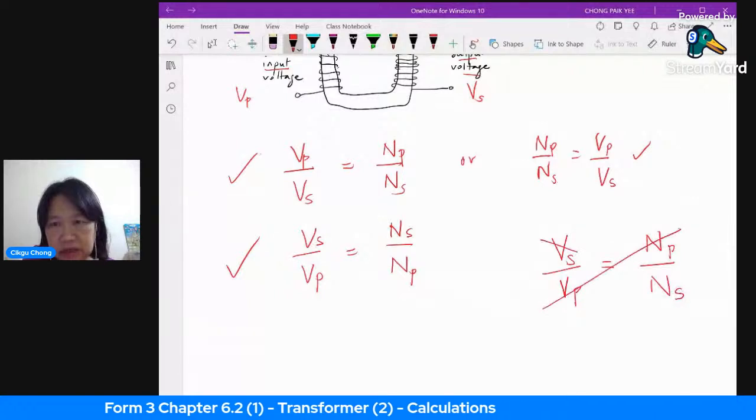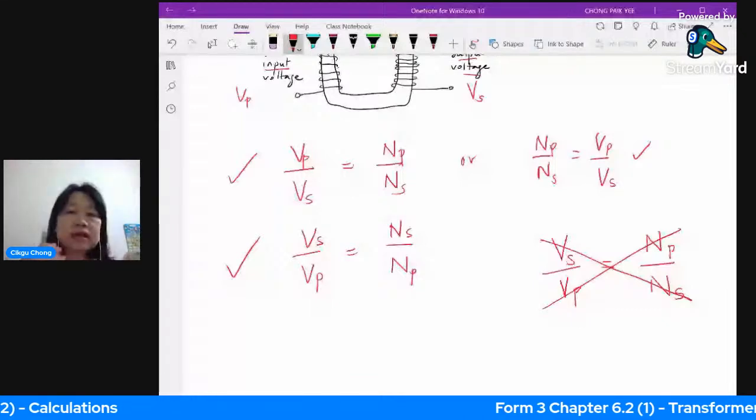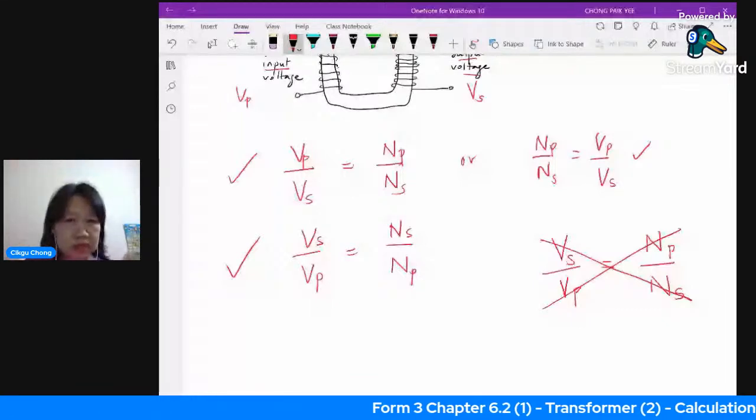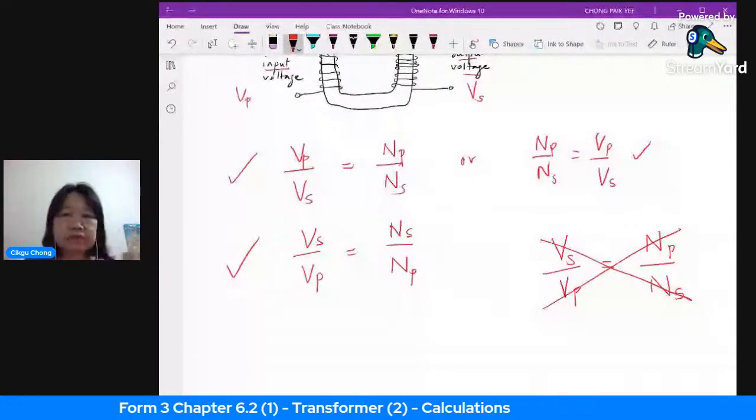Understand? So if you choose on one side S on top, P at the bottom, then on this side it should also be S on top, P at the bottom. However you want to arrange it, left or right, it doesn't matter. After this, we'll prove it by doing a calculation. Any questions so far?